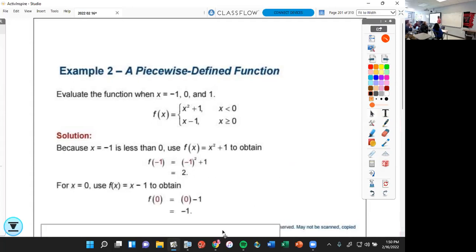Okay? And what about the 1? It's gotta go in the second, because it's greater than 0. 1 is greater than or equal to 0, therefore plug the 1 into this one, and we get 0. Okay, I'm gonna change gears for just a second. I'm gonna write a different piecewise function.